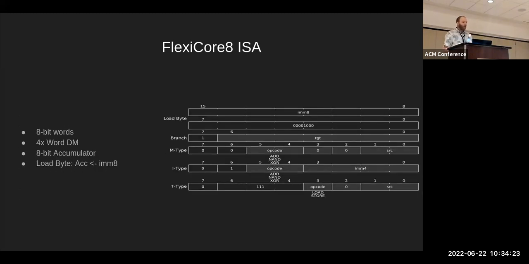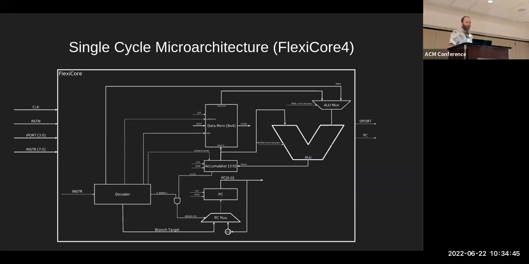The primary difference between FlexiCore 8 and 4 is that 8 has 8-bit words and thus an 8-bit accumulator. To satisfy the 802 equivalent area constraint, the data memory size is kept constant, meaning the number of words in data memory is reduced from 8 to 4. This ISA also adds a 2-byte sized load byte instruction, which stores an immediate octet into the accumulator.